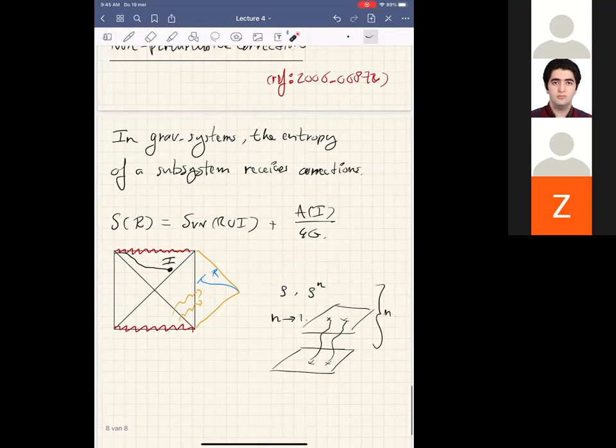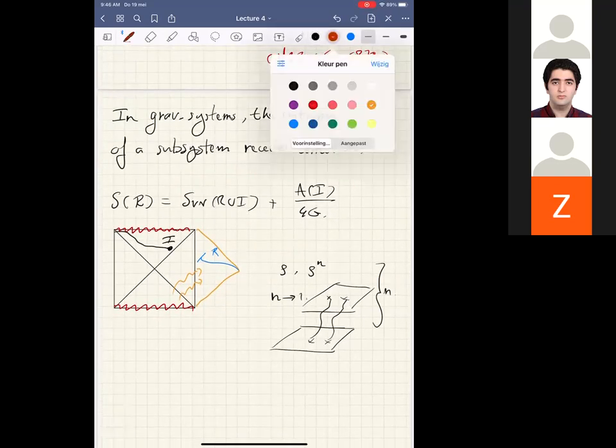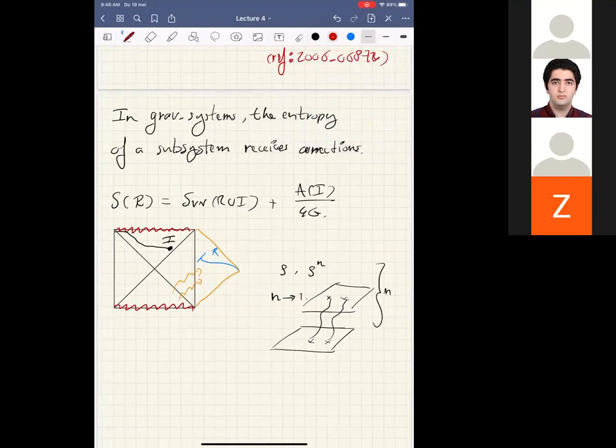And to see a bit more detail, I would advise you to look at this reference, or if you're interested, we can discuss this later, or you can send me an email. Okay, so let's say that we just accept that this formula is there. It arises from these non-perturbative wormhole effects.